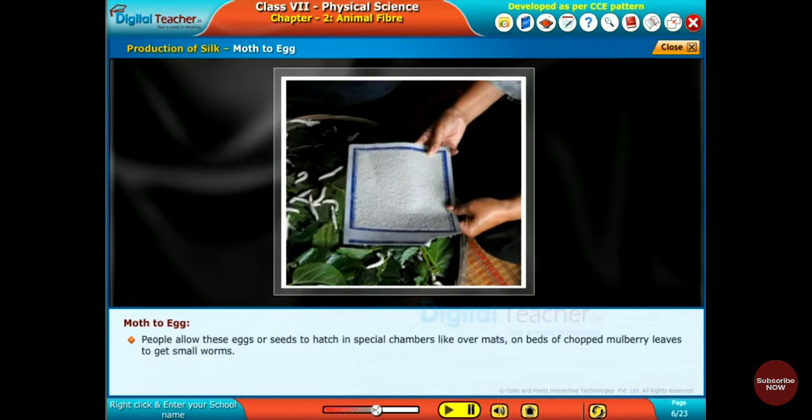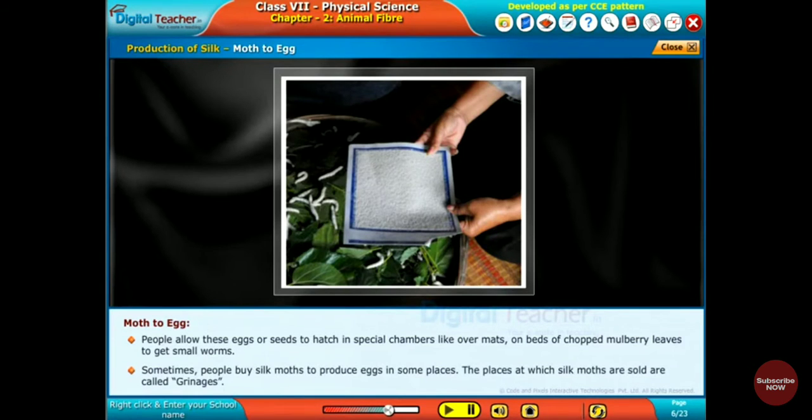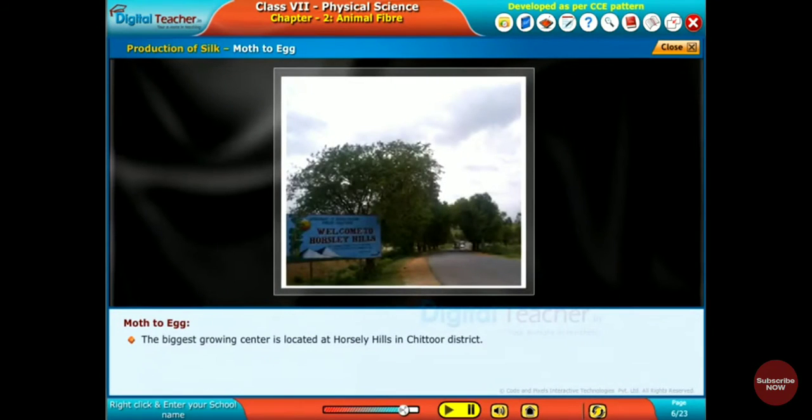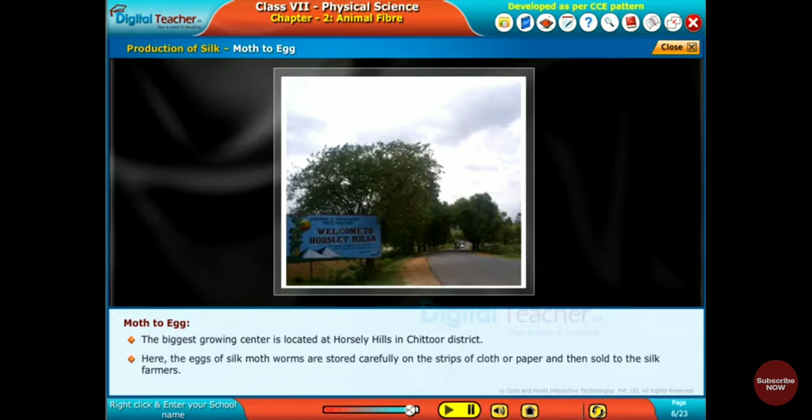People allow these eggs or seeds to hatch in special chambers like over mats on beds of chopped mulberry leaves to get small worms. Sometimes people buy silk moths to produce eggs in some places. The places at which silk moths are sold are called greenages. The biggest growing center is located at Horsley Hills in Chittor district. Here the eggs of silk moth worms are stored carefully on the strips of cloth or paper and then sold to the silk farmers.